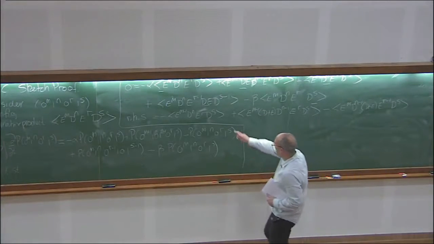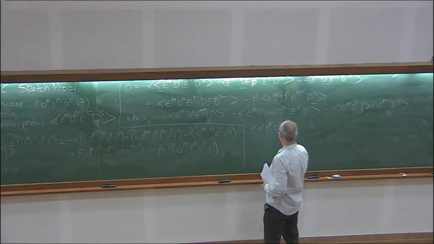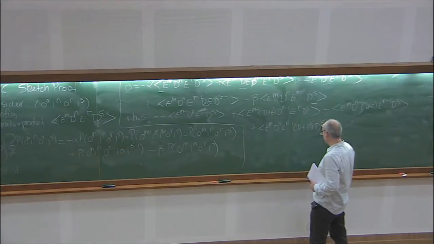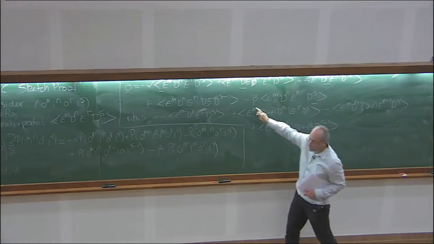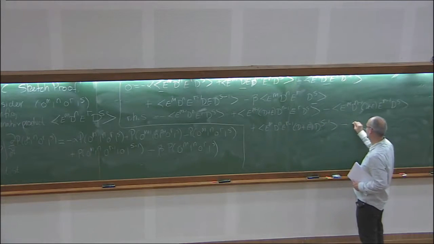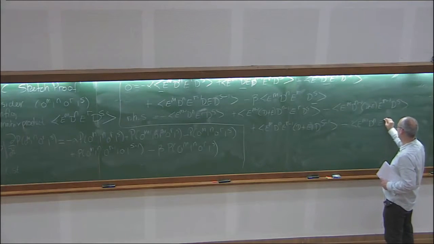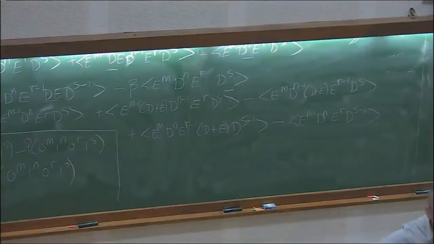This one here, plus E M D^n E^r minus 1 D plus E D^s minus 1. And then finally, this one here, I get rid of one of the D's and I cancel the beta. So minus E M D^n E^r D^s minus 1. Okay, so that's the hard work and the hard writing over. Sorry if it takes a little while to write out. And now the magic happens.